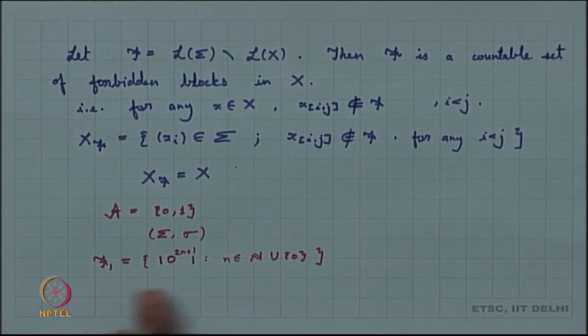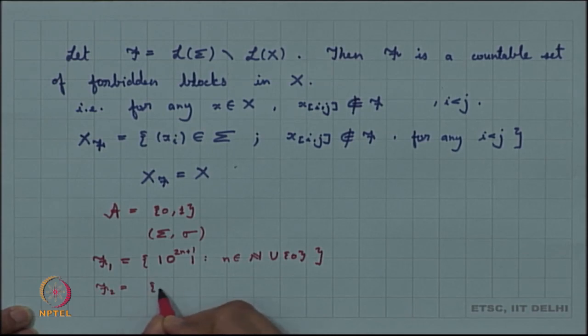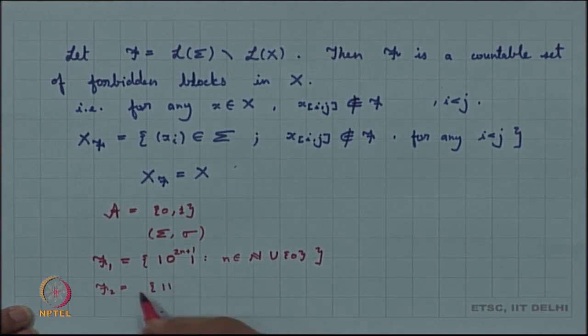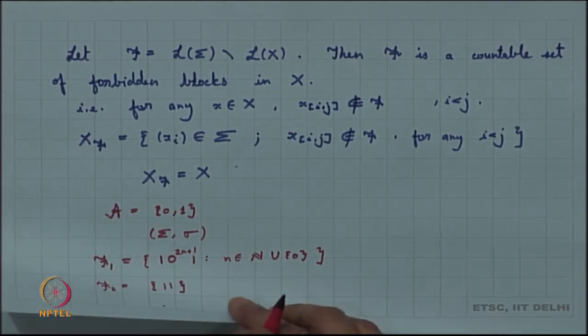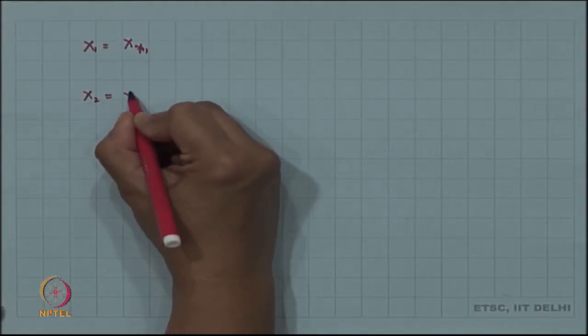So I am looking into all subwords here. My F1 consists of the blocks 1, 0 to the power 2n plus 1, 1, where n is in N union 0, so it could be 0 also. And I take another set here, F2, to be equal to, I am using just one element here, the block 1, 1. Now let us look into what X_F1 and X_F2 are. So define X1 to be equal to X_F1 and define your X2 to be equal to X_F2.